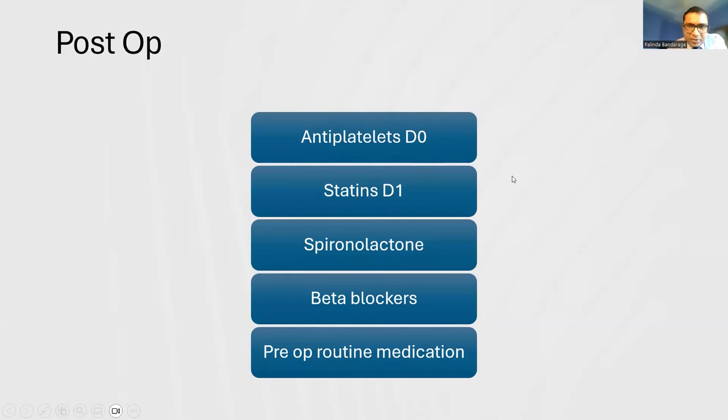Statins have a good prognostic benefit. Atorvastatin is started usually on day one and continued lifelong. Spironolactone and beta blockers, again, have prognostic benefits, and they are started whenever the hemodynamics allow us. And pre-op routine medication for diabetes, hypothyroidism, and any other condition should be started and continued as needed.